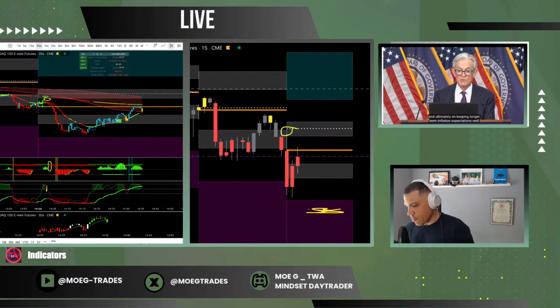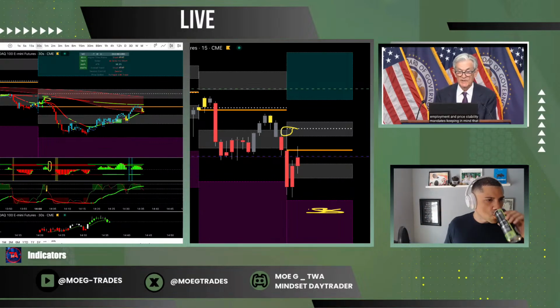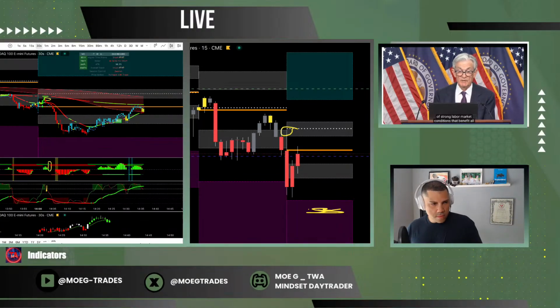Our obligation is to keep longer-term inflation expectations well anchored and to prevent a one-time increase in the price level from becoming an ongoing inflation problem. As we act to meet that obligation, we'll balance our maximum employment and price stability mandates, keeping in mind that without price stability, we cannot achieve the long periods of strong labor market conditions that benefit all Americans. We may find ourselves in the challenging scenario in which our dual mandate goals are in tension.